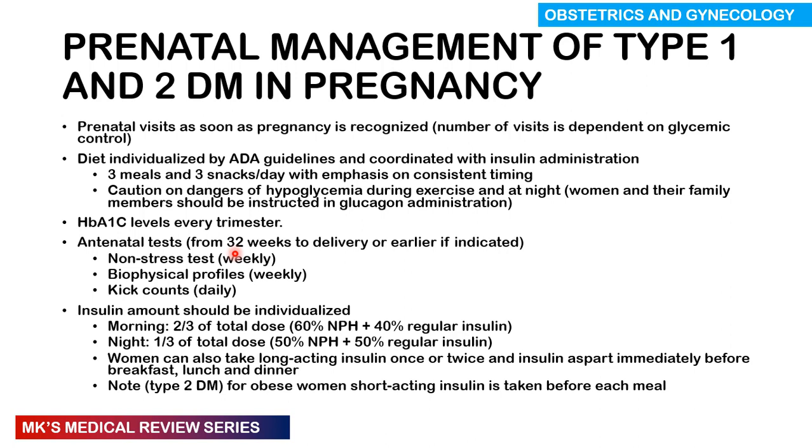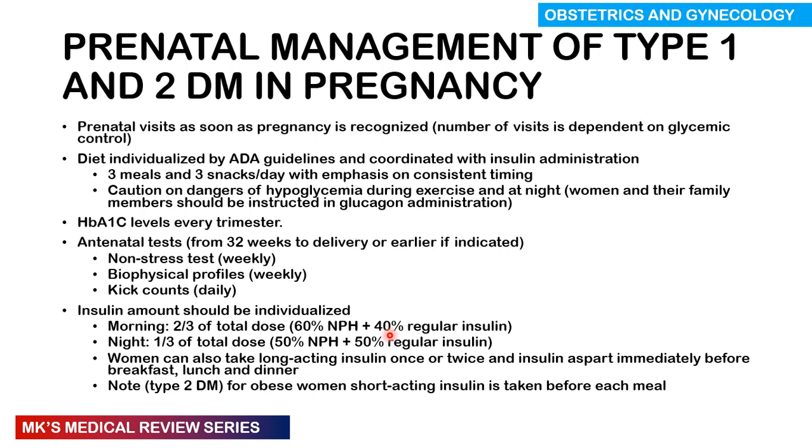Then the insulin regimen: of course, you calculate your total dose depending on the trimester they are in. Then 2/3 should be given in the morning. This is going to be 60% NPH, 40% regular insulin. Then at night, you give 1/3 of the total dose, 50% NPH, 50% regular insulin.